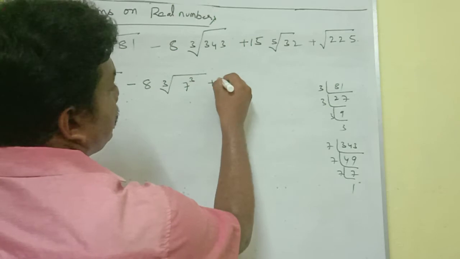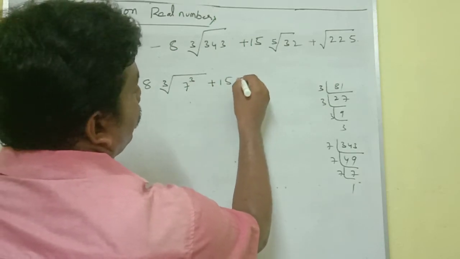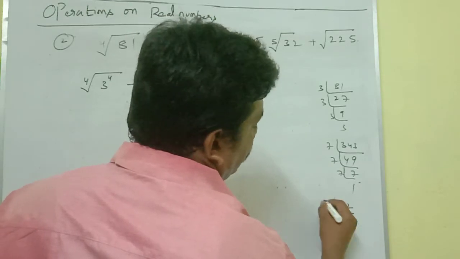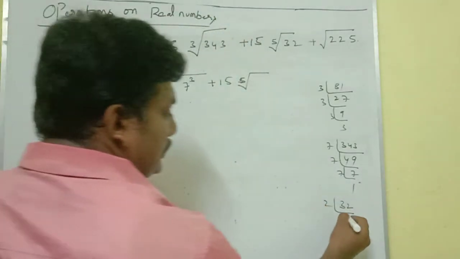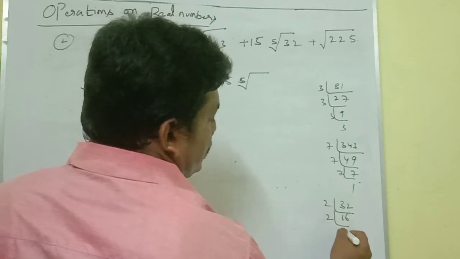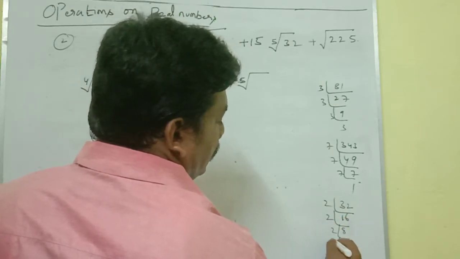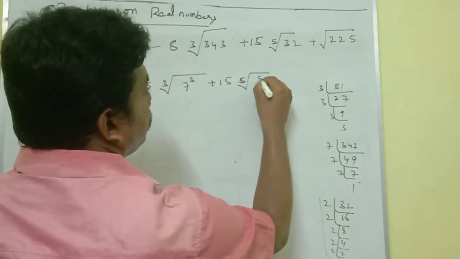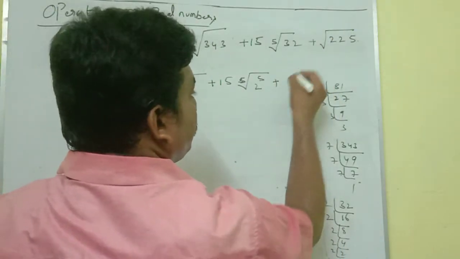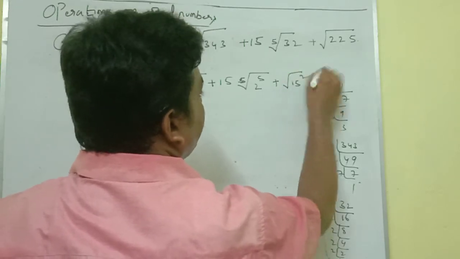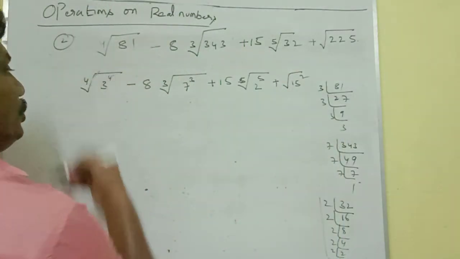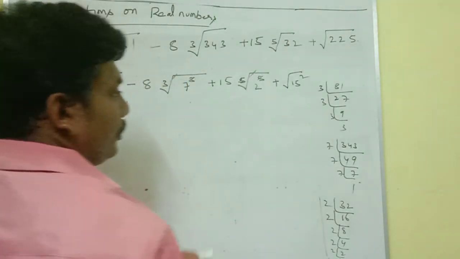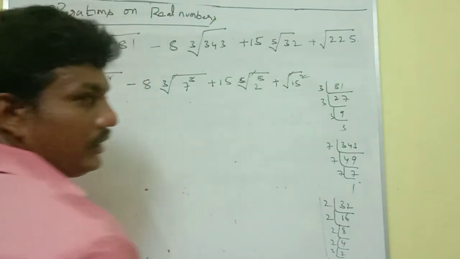Plus 15 into fifth root of 32. 32 can be written with 2s: 2 sixteens, 2 eights, 2 fours, 2 twos, 2 ones. There are five 2s, that is 2 power 5. Plus 225, this is a perfect square. You know this is 15 square. So the 4 and the fourth root get cancelled, power 3 and cube root get cancelled, power 5 and fifth root get cancelled, and power 2 and square root get cancelled.